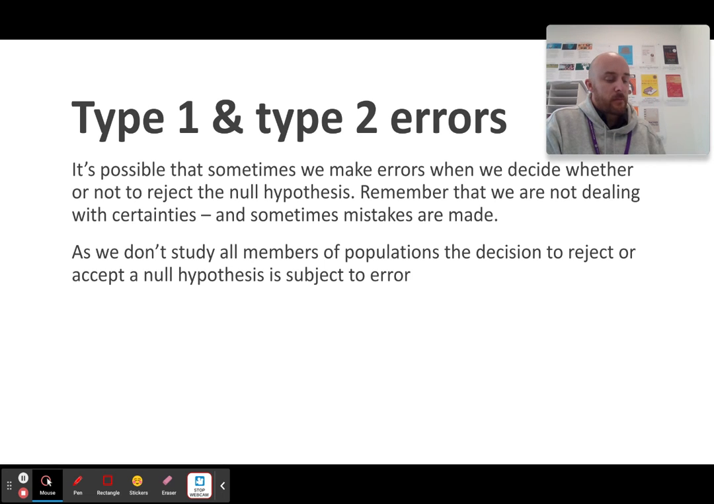I will briefly do something on type 1 and type 2 errors, but I'm not going to spend too long on this because this would probably be another thing. But it is possible that sometimes we make errors when we decide whether or not to reject the null hypothesis.